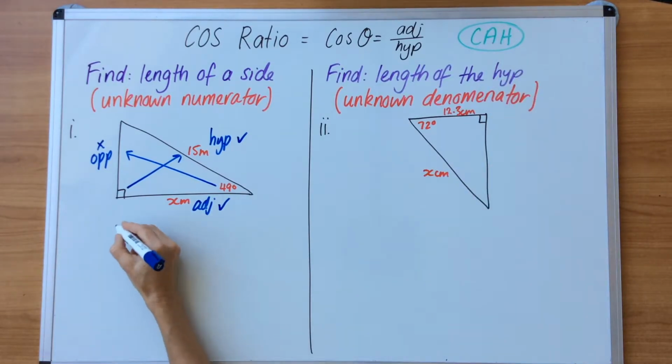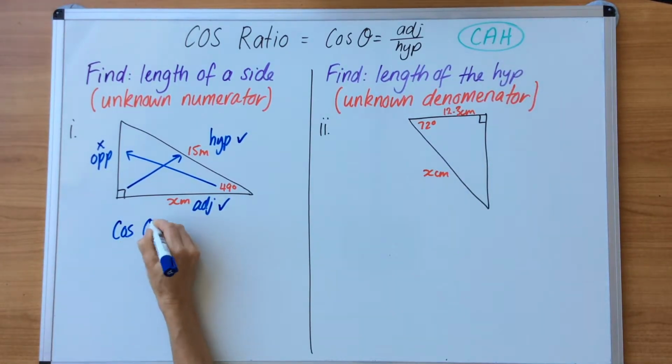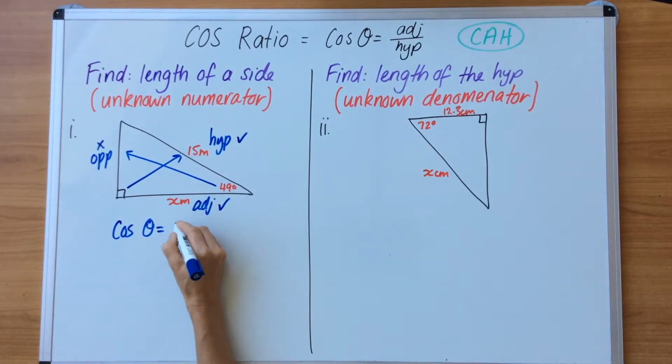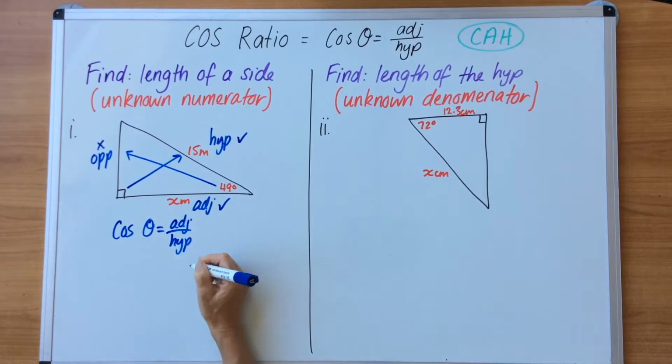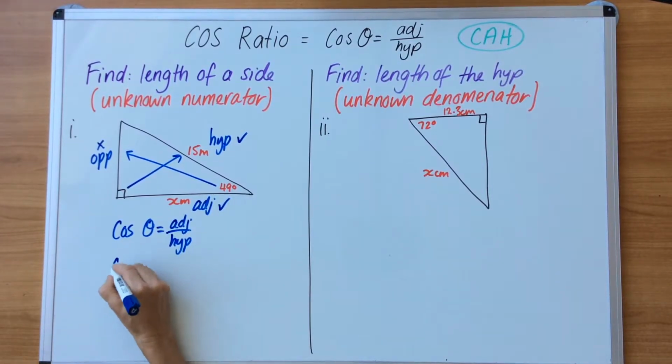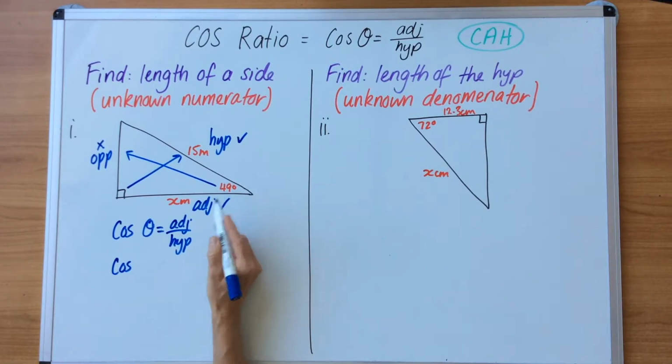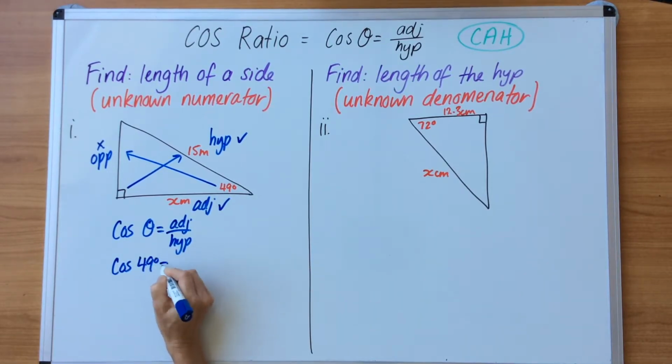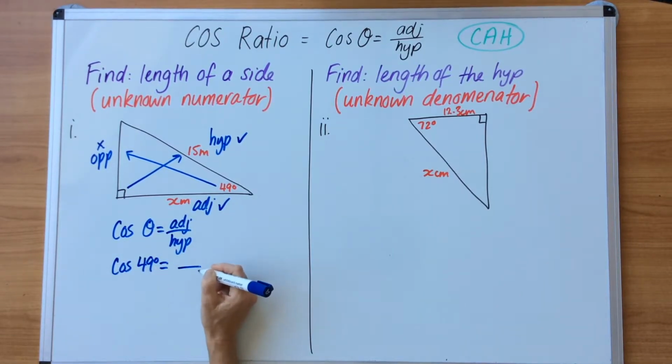So we write the rule first. Cos theta equals adjacent over hypotenuse. And like always now, we're going to substitute in. So cos 49 degrees equals, fraction line, and our adjacent is our unknown. We're trying to figure out that length there, so it's x. And our hypotenuse is 15.